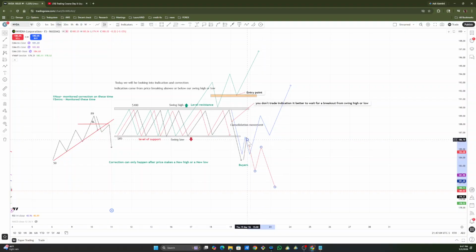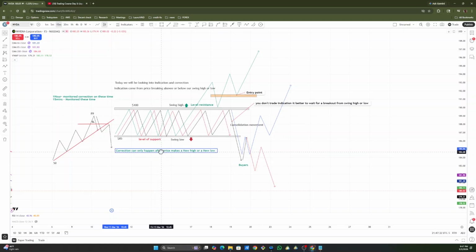So these are things that you need to mind if you're doing stock option trading. If you're doing forex, you can use this in any market. You can use it in stock, forex, crypto, whatever you want. Technical analysis can be implemented in every angle, in any area. So basically, this is just what indication and correction is all about.